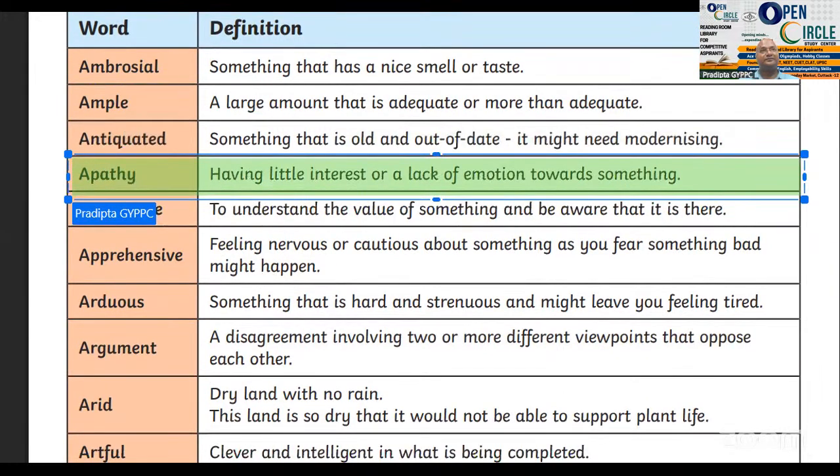Example sentence. This is an antiquated computer. This is an antiquated bullet. Most of the times, antiquated things are expensive. Right or wrong? Okay. Apathy.